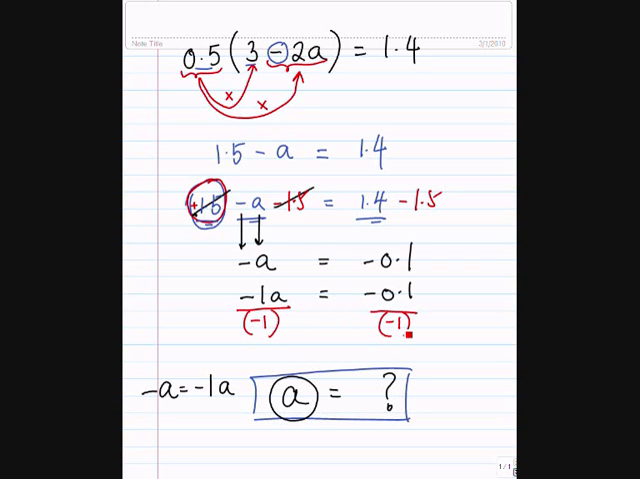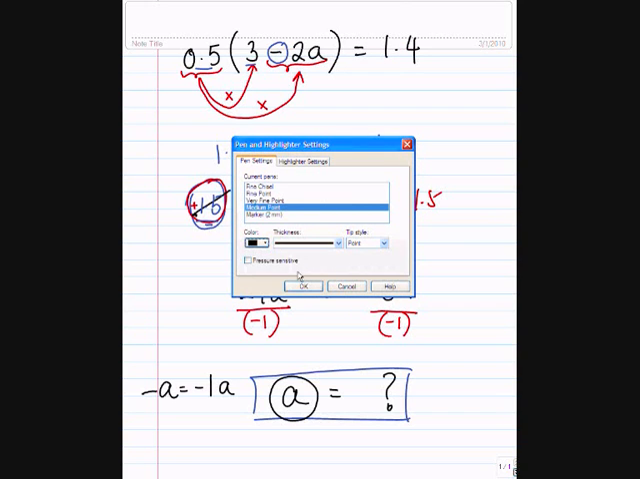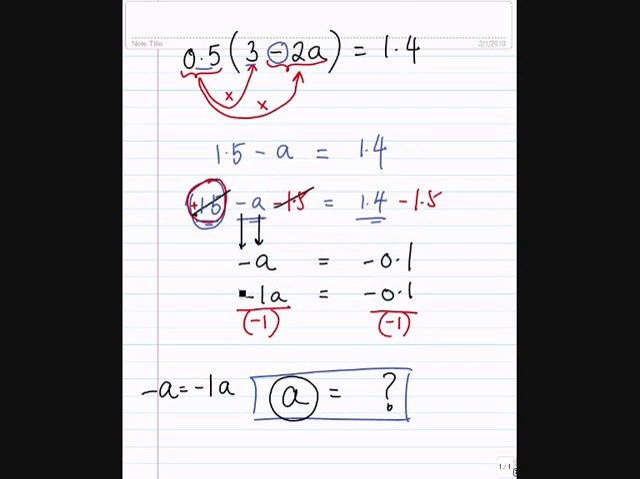You may want to use the calculator to help you compute. On the left hand side, I'm left with a. Minus 0.1 divided by minus 1, I'm left with 0.1. So a equals 0.1 is the solution to this equation. To check whether it's correct, simply substitute a equals 0.1 back into the equation.